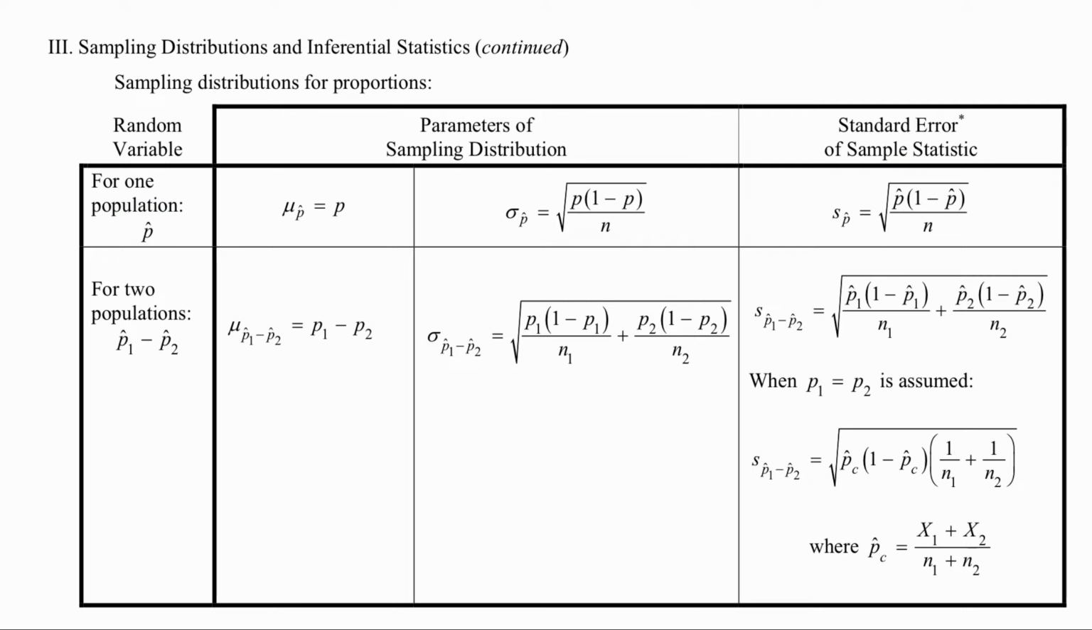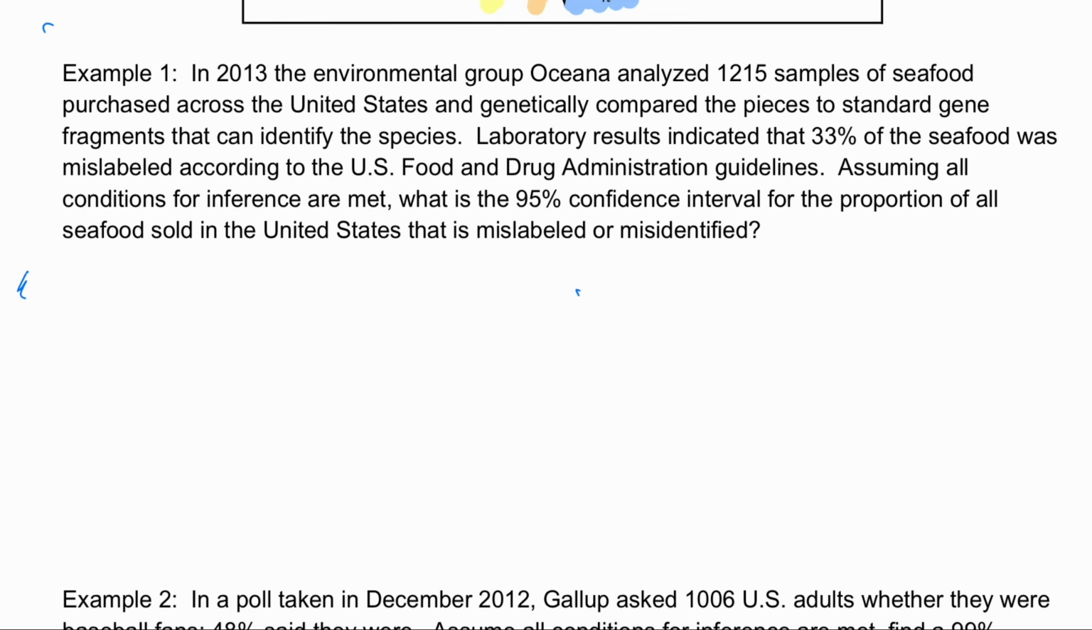So first thing, let's take a look at an example question. The example question that I have for you today deals with this: in 2013, the environmental group Oceana analyzed 1,215 samples of seafood purchased across the United States and genetically compared them with standard gene fragments that can identify the species. Lab results indicated that 33%, right? So 33% of the seafood was mislabeled according to the U.S. Food and Drug Administration guidelines.